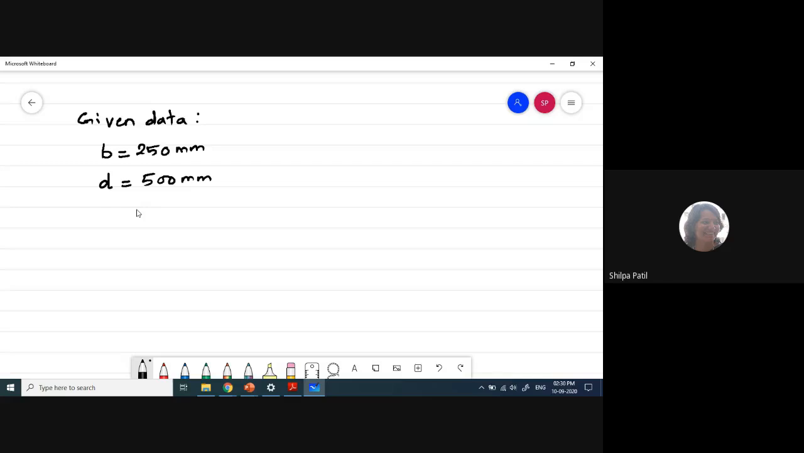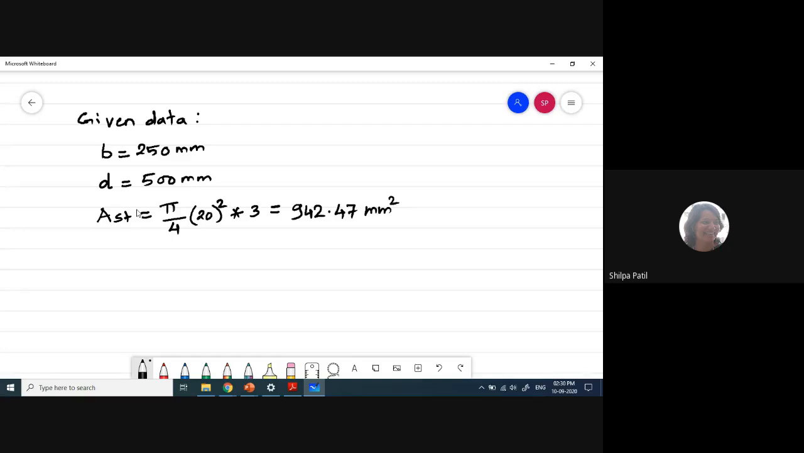Then details of reinforcement are given. So directly we will calculate Ast now. Pi by 4, what is the diameter of the bar? 20 mm, 20 mm square into number of bars, 3. So tell me Ast now. 942.47 mm square.